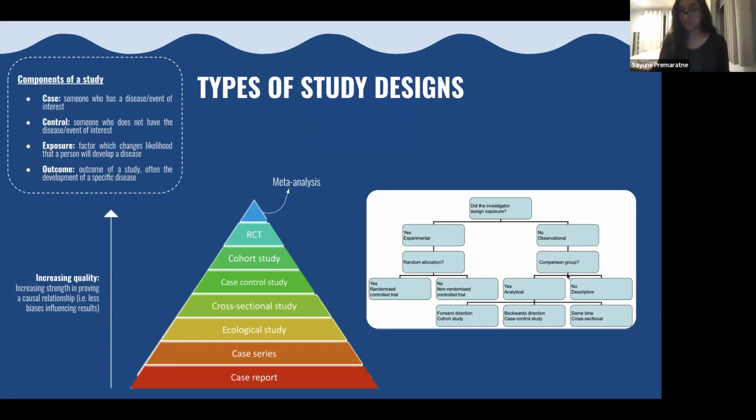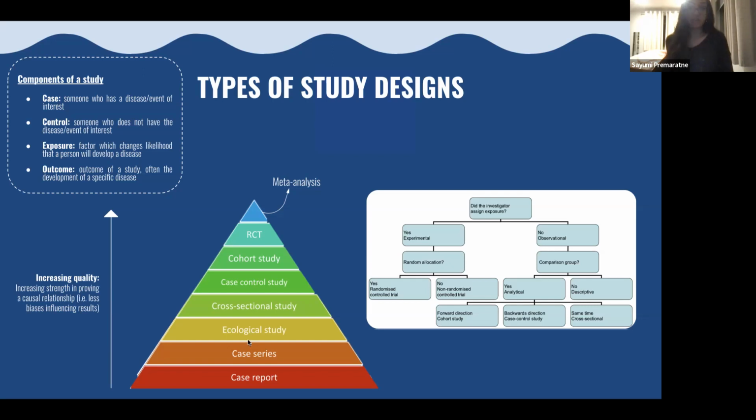And then if there's a comparison group, that will become an analytical study. And if there's no comparison group, it'll be descriptive. And we'll talk about what specific studies come under each topic in a bit. And then if the investigator has assigned exposure, that is called an experimental study. And there's 3 different types, but the main one that you need to know is the randomized controlled trial. That is when the participants have been randomly allocated into a control or an intervention group.